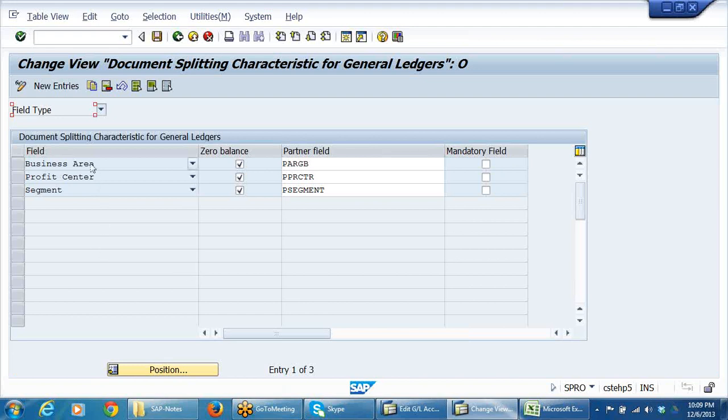Document can be split by business area wise, profit center wise, segment wise. Right? So you can split the document, whatever you want, you can use. You can remove other things and use. Maybe you want to split the document by business area wise or profit center wise, segment wise. So here I need not do anything, and this is the profit center field. This is the technical name of this one, right? So here I don't want to do anything. The standard is already given.